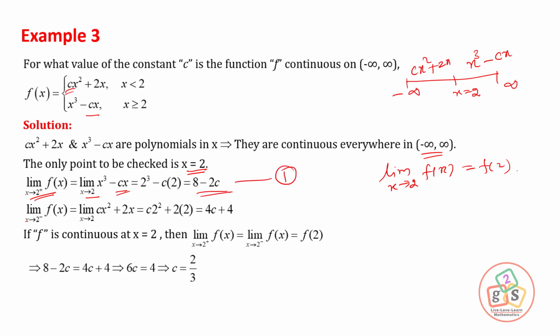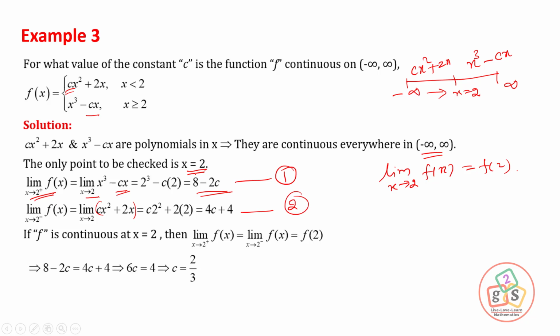And the left hand limit, x tends to 2 minus f of x, is equivalent to limit x tends to 2. What about 2 minus? 2 minus is nothing but the left hand limit. So the function is nothing but cx square plus 2x. We put x is equal to 2. What do you get? c into 2 square plus 2 into 2. That is 4c plus 4. We take this as equation number 2.